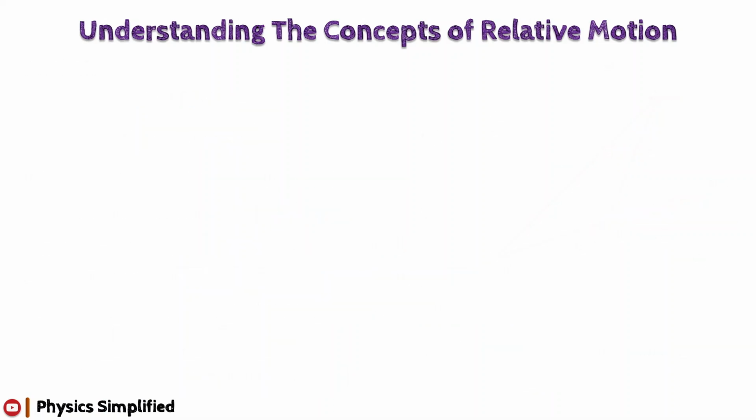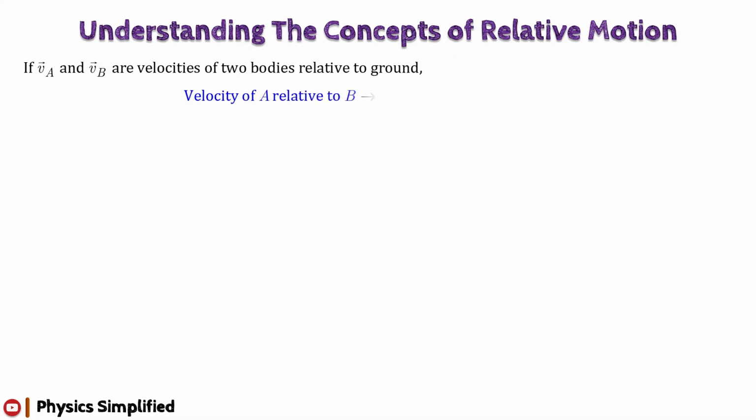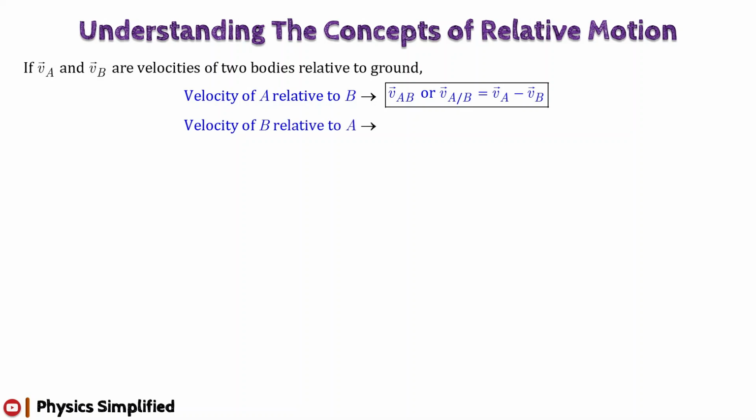Using the concept we have developed so far, if we consider velocities of two bodies, A and B, relative to the ground as vector v_A and vector v_B, then velocity of A relative to B is given by vector v_AB equal to vector v_A minus vector v_B. Similarly, velocity of B relative to A is given by vector v_BA equal to vector v_B minus vector v_A.